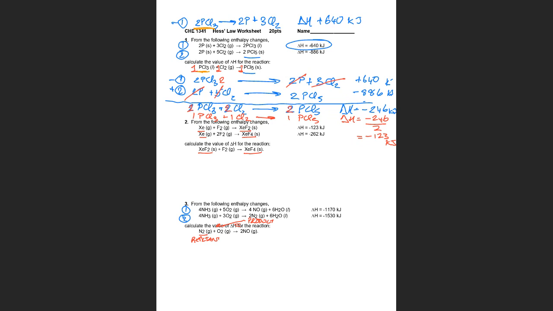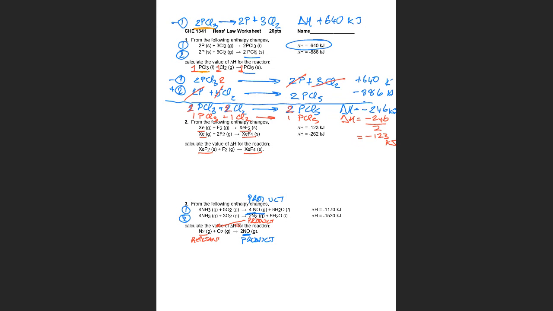When I look at the other thing that's in the question, nitrogen monoxide, nitrogen monoxide is a product in the answer and a product in the data in the question. So line 1 gets to stay the way that it is. Line 2 has to get flipped and reversed. Okay?